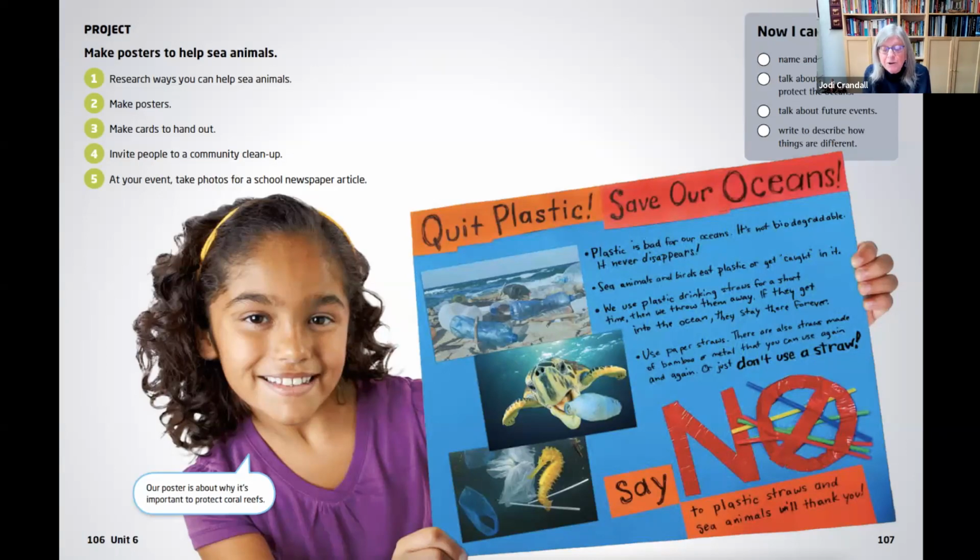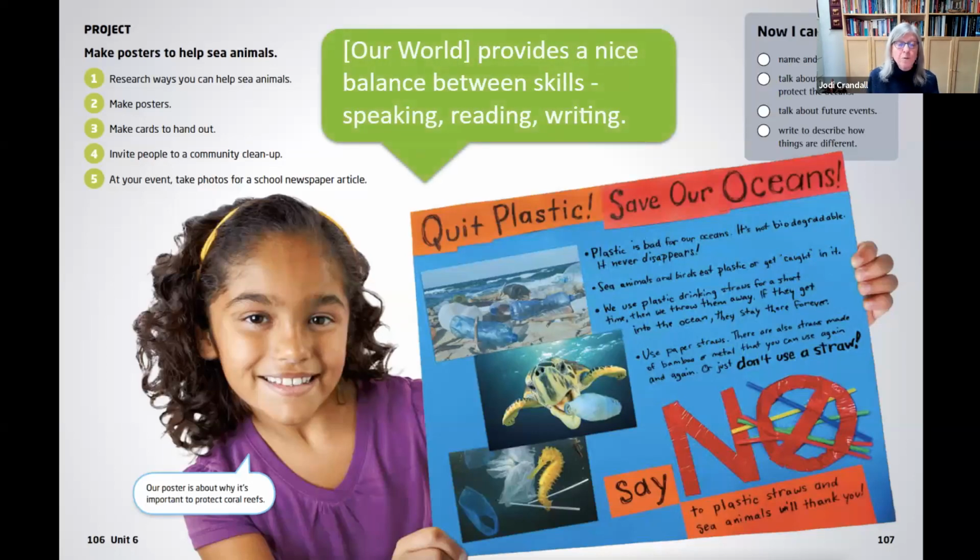And she then creates a wonderful sign almost that you might find on the road that says no with a slash through it, and it's over the plastic straws. And she says, say no to plastic straws and sea animals will thank you. This is just a dramatic, wonderful way in which students are able to bring together what they have learned. And it provides a really nice balance between the skills of speaking, reading, and writing, which is something that teachers indicated they found very, very positive in our world.